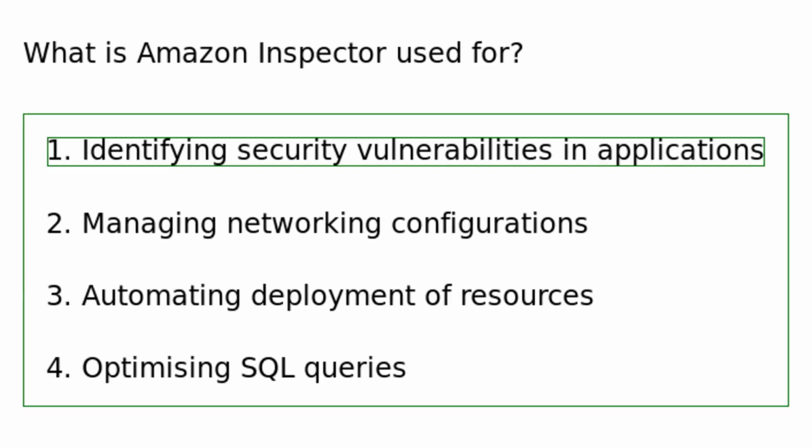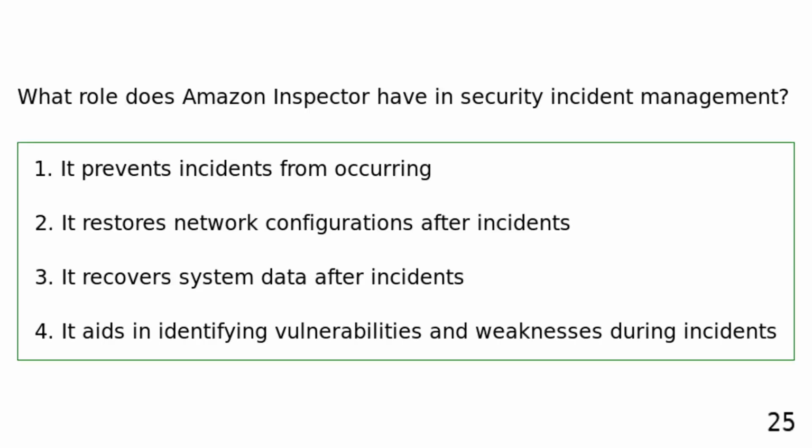Amazon Inspector is used to identify security vulnerabilities in applications by performing security assessments. What role does Amazon Inspector have in security incident management? It prevents incidents from occurring. It restores network configurations after incidents. It recovers system data after incidents. It aids in identifying vulnerabilities and weaknesses during incidents.